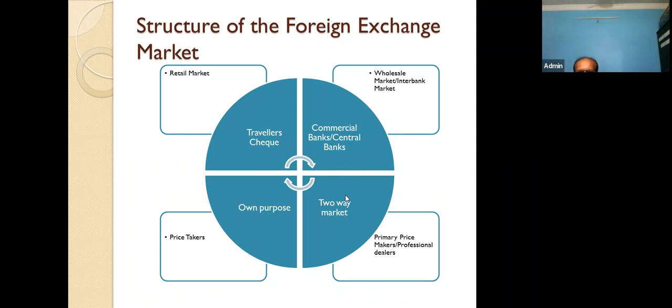Now the third pillar is primary price makers. Can you see this word? Can you read this? Primary price maker. What is the next word after primary price maker?